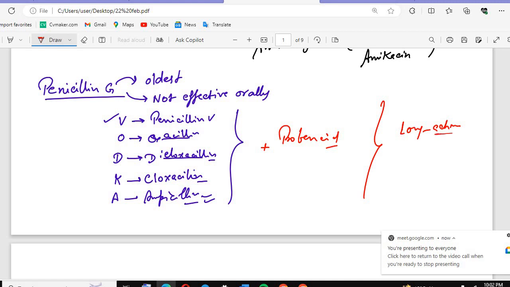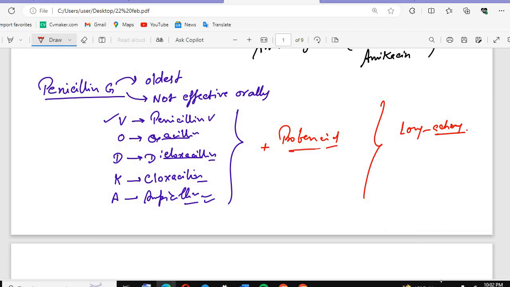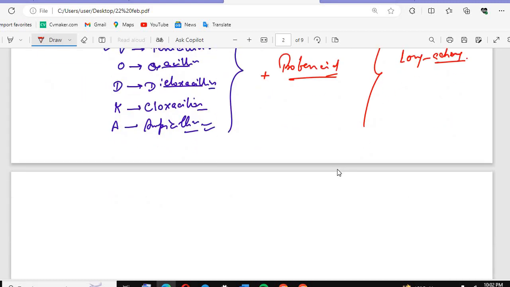Then we have the long acting drugs. When we combine drugs like penicillin G, penicillin V, oxacillin, dicloxacillin, cloxacillin along with probenecid, they become long acting drugs. That you also need to understand. This we already discussed in the Krok one time, so you already studied these things. You just need to recall what I am teaching.